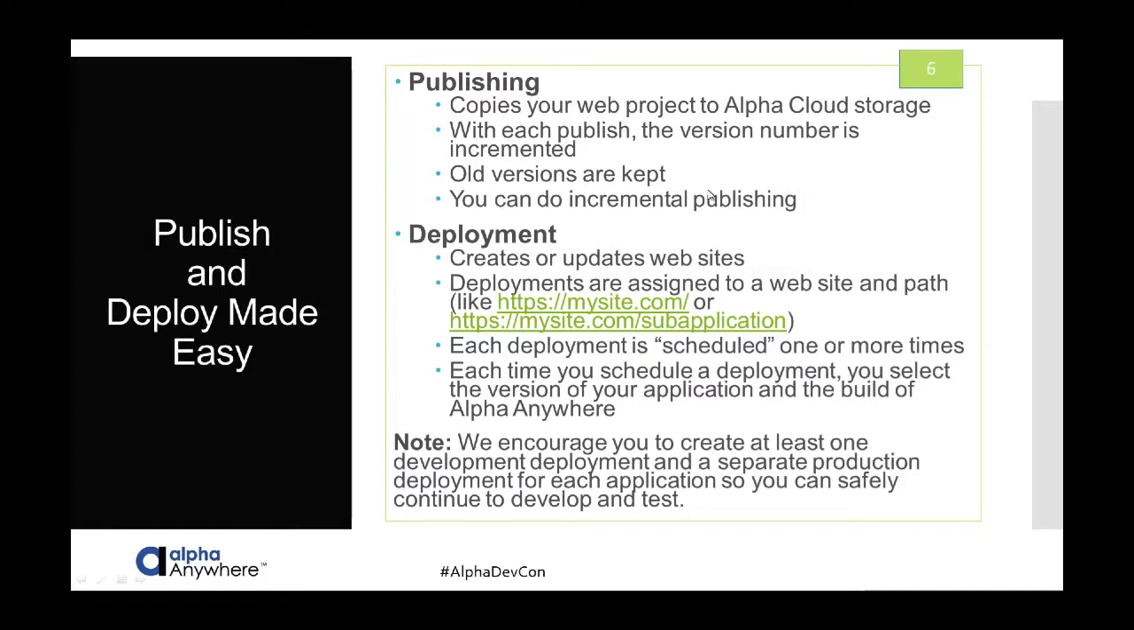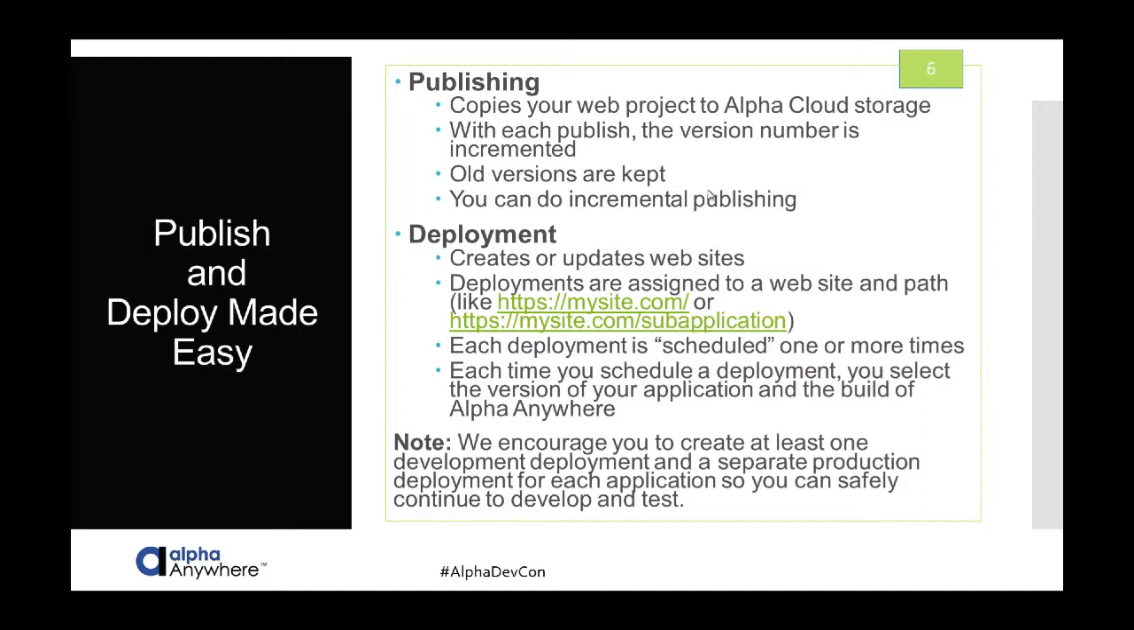Once your application is ready to go to Alpha Cloud, and that doesn't mean it's ready for production, it just means it's ready for testing, there are two steps to consider. The first is what we call publishing. Publishing copies your web project to Alpha Cloud Storage. And each time it publishes it, it creates a new version number. It's incremented each time.